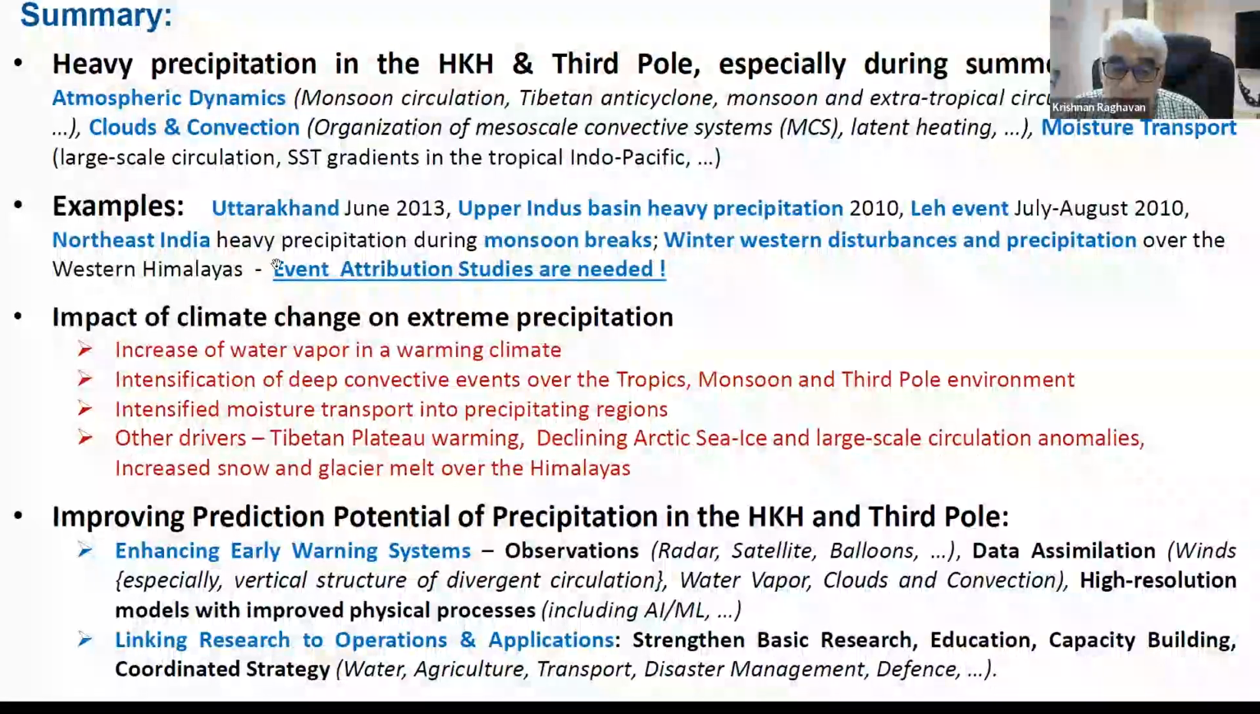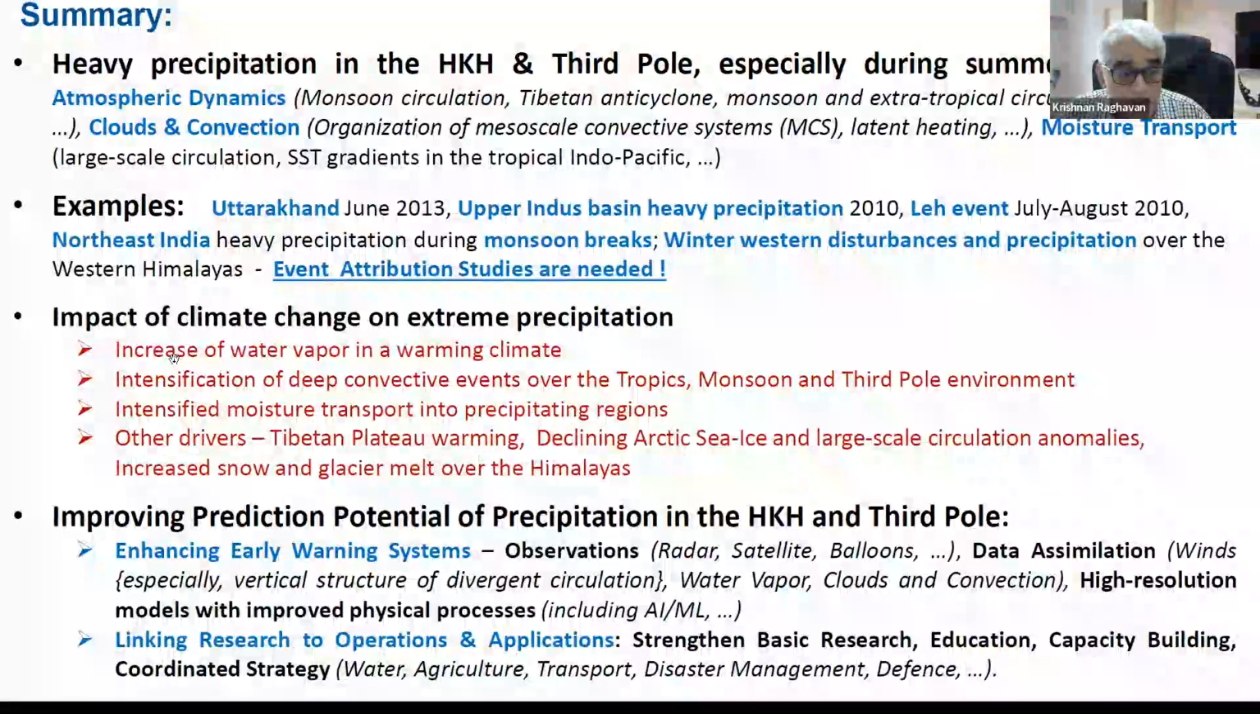So one of the important requirements is that we need event attribution studies. Specific events can be attributed to climate change. What is the role of internal variability? What is the role of teleconnections? We have to quantify them. So this will need large ensemble simulations to bring out the signal to noise ratio.